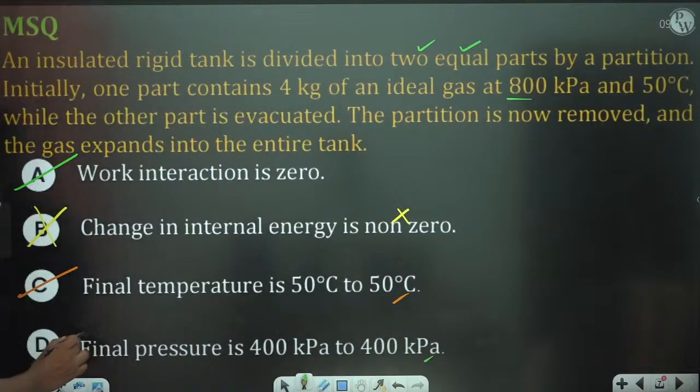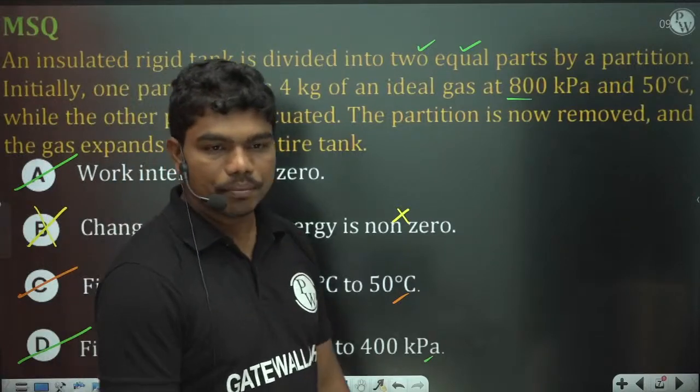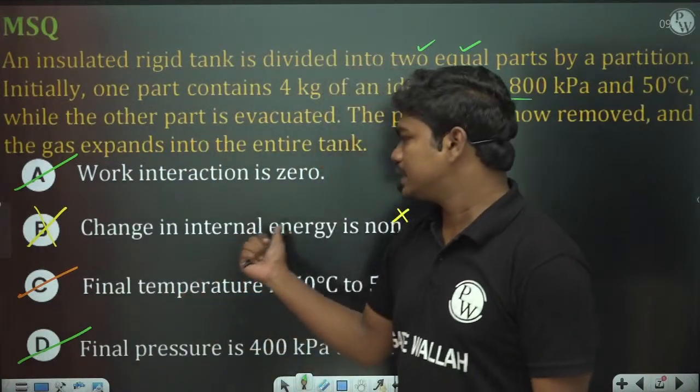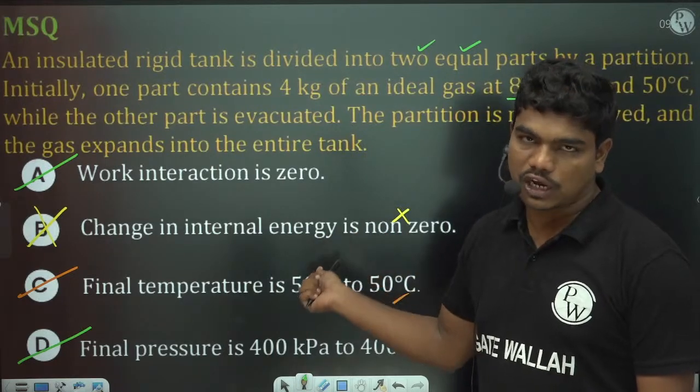So option D is also a correct answer. Options A, C, D are the correct answers in this case. B is not correct because the change in internal energy is actually 0. It is written as non-zero, so that's why this option is wrong. Clear?